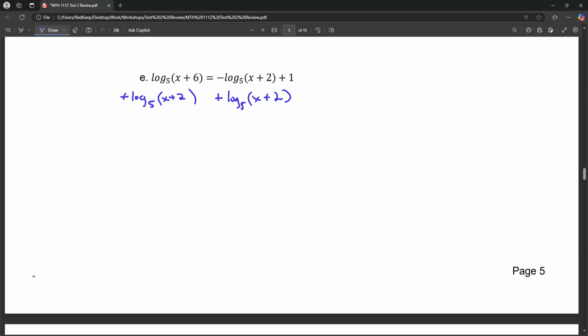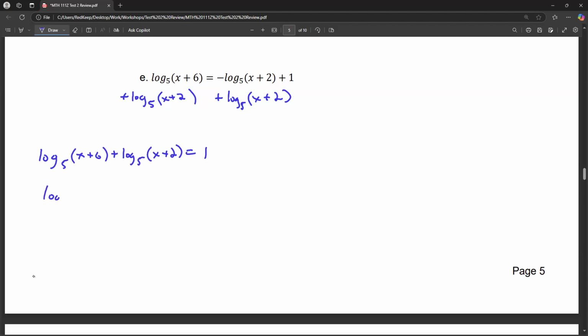Okay, and so the updated expression or equation is log base 5 of x plus 6 plus the log base 5 of x plus 2. And the right-hand side is just going to have 1 now. Okay, and so here we have addition between two logs with the same base.